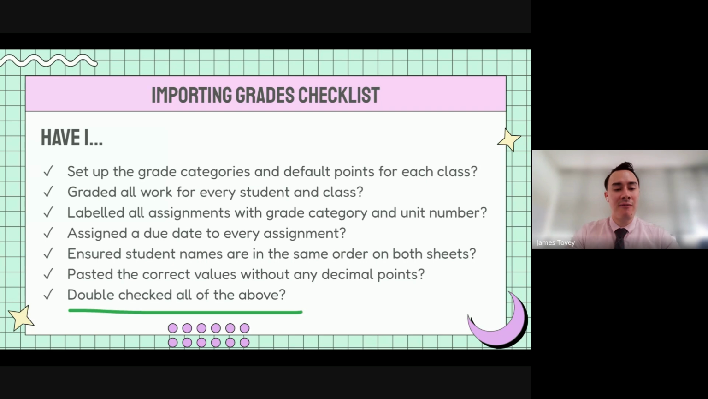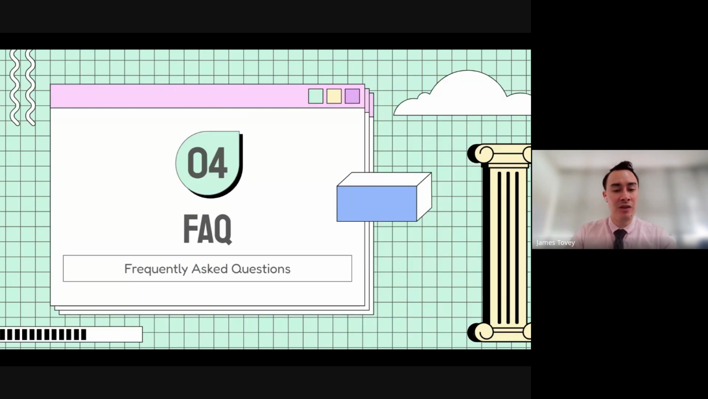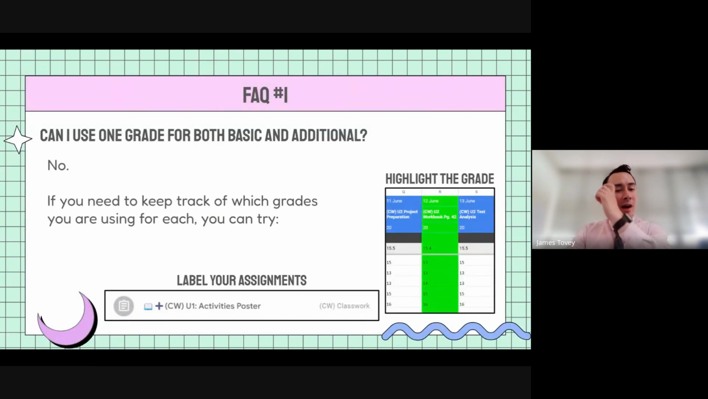And then double check everything, all right? Don't just do it and be like, oh, I'm done, I'm done. Make sure you double check that there are no mistakes made throughout the process, okay? Good. Now, a few more things before we finish. Frequently asked questions. Number one, can I use one grade for both basic and additional?